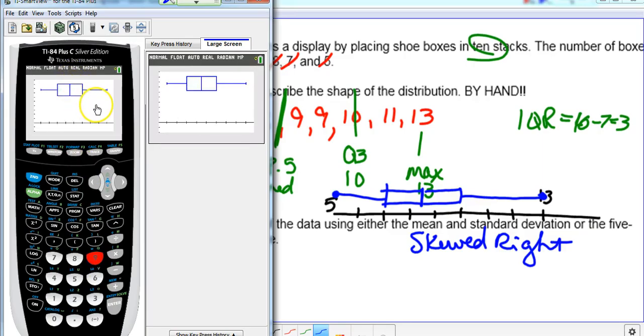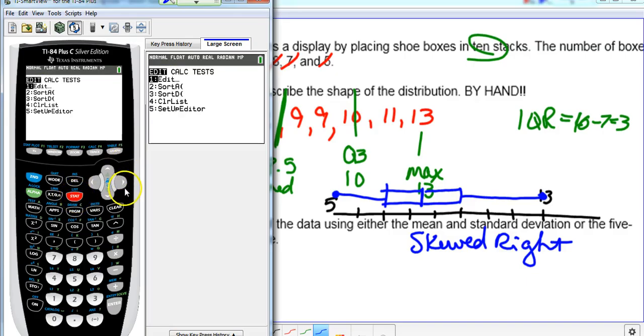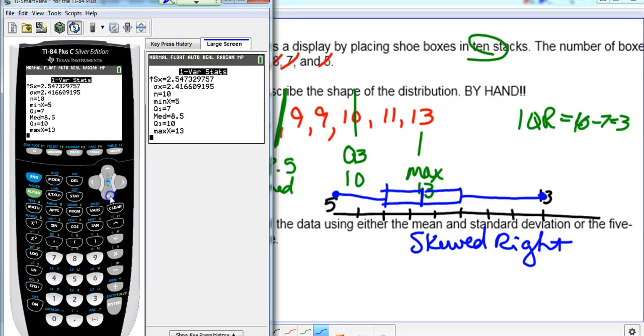Is the right whisker a little bit longer? Okay, now trace, because I want you to see that the calculator would have told you immediately: min, trace to the right, Q1, median, Q3, and max. You can also find those by doing what? Stat, right arrow, one variable stats, and then scrolling down to the bottom, right? And it would have listed them. Everybody good?